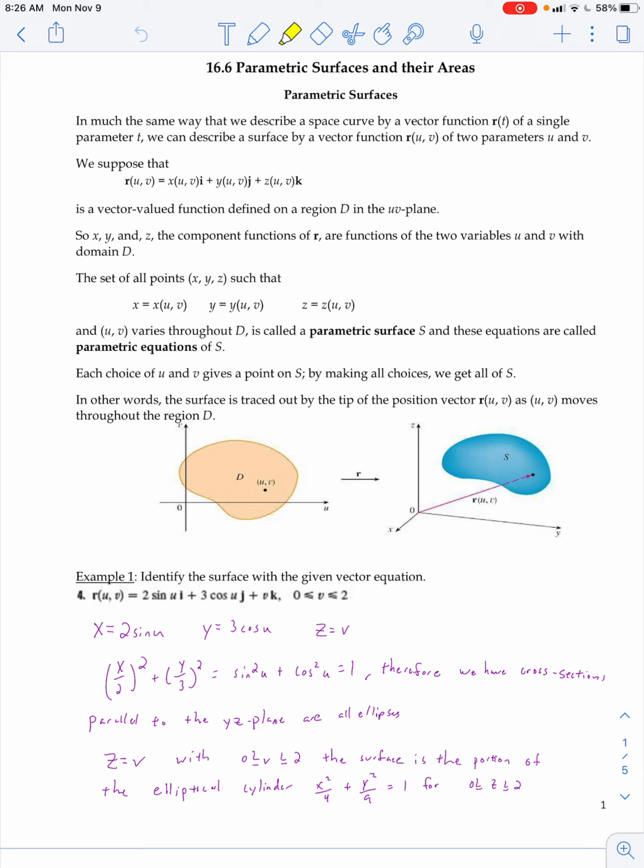Each choice of u and v gives a point on S. By making all choices, we get all of S. In other words, the surface is traced out by the tip of the position vector r of u,v as u,v moves throughout the region D.